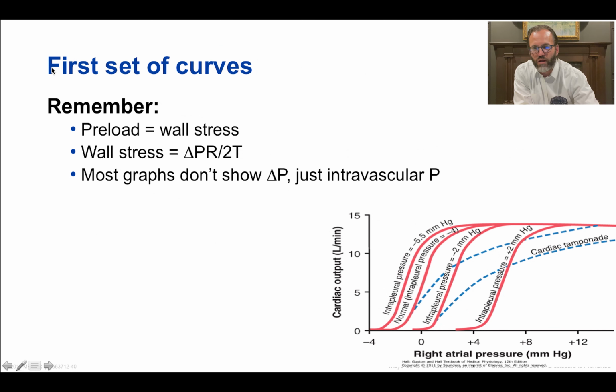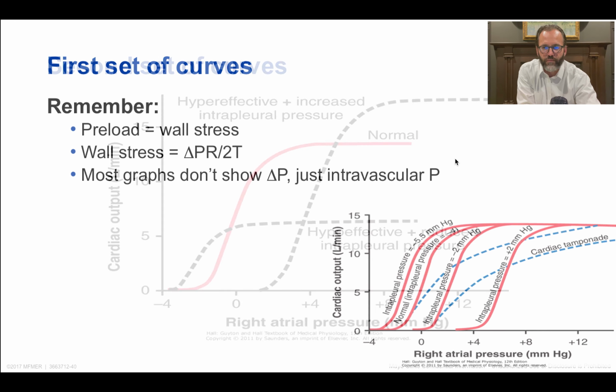So, again, when we're looking at this first set of curves, you just have to stick this in the back of your mind as how you're going to attack this physiologically. Think: preload is wall stress, and wall stress is the change in transmural pressure times the radius divided by 2 times the wall thickness. Most of these graphs never show the change in pressure. They are just showing you intravascular pressure. And by displaying only intravascular pressure, it is really easy to fall into the trap of forgetting about transmural pressure and how that influences filling of the right atrium. So just keep that in mind and break this down sequentially, and you should be fine.